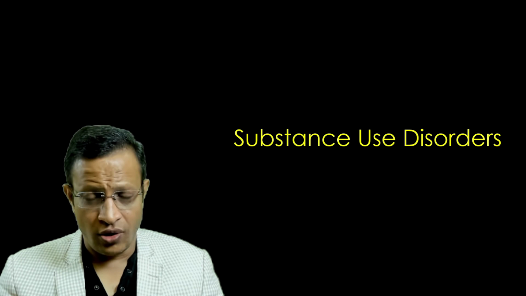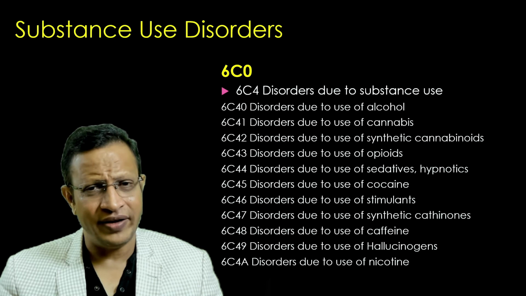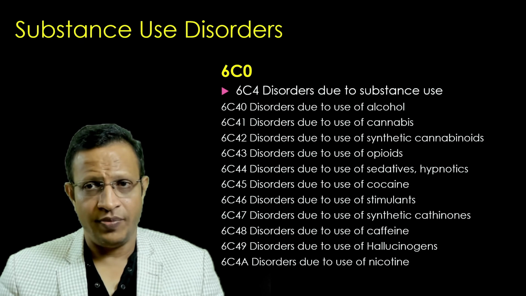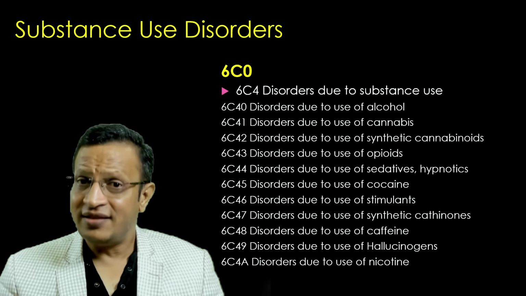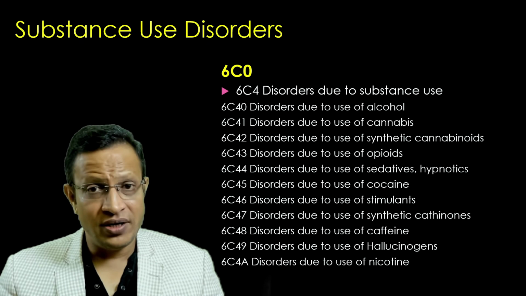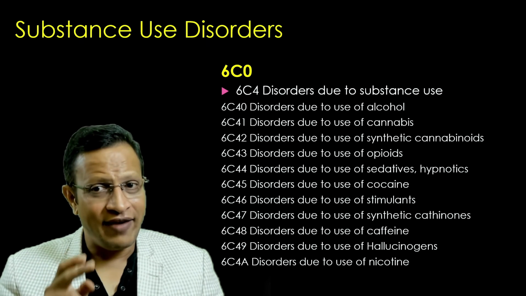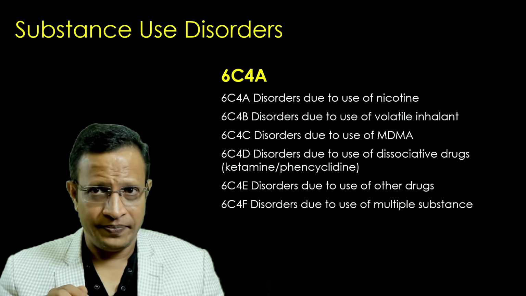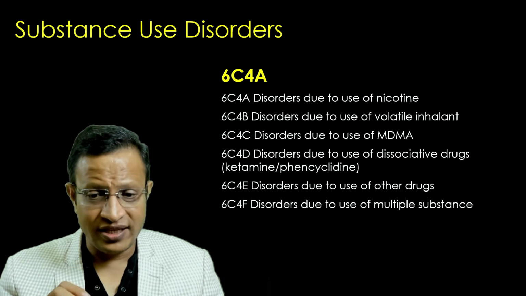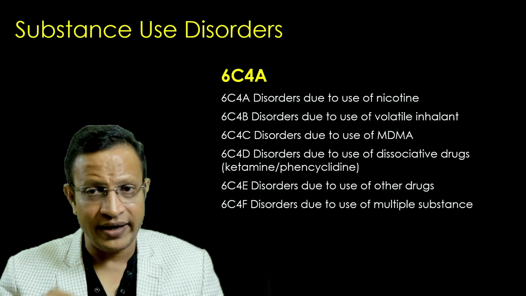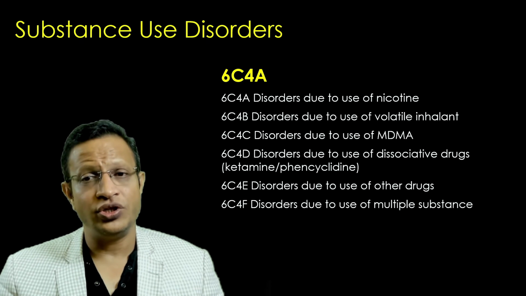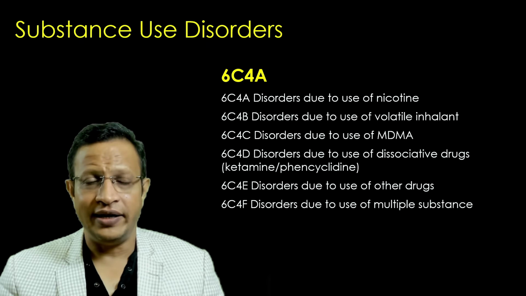And coming to the substance use disorder. Substance use disorder in ICD-11 has been given more flexibility in adding the newer substances. It starts with alcohol, cannabis, synthetic cannabinoids have been added, opioid, sedatives, hypnotics, cocaine, stimulants, synthetic cathinones have been added here, caffeine, hallucinogens, and nicotine. Further, disorders due to use of volatile inhalants, MDMA substances, and dissociative drugs such as ketamine and phencyclidine have been given a separate category, and also disorders due to other drugs have been added, and also disorders due to use of multiple drugs have been given a separate entity under the substance use disorder.